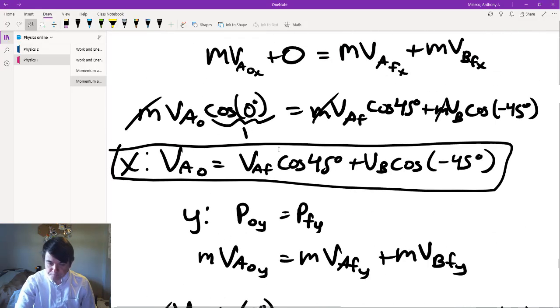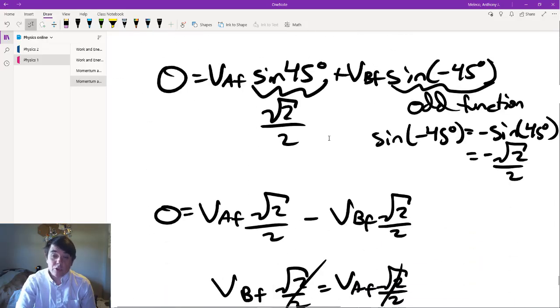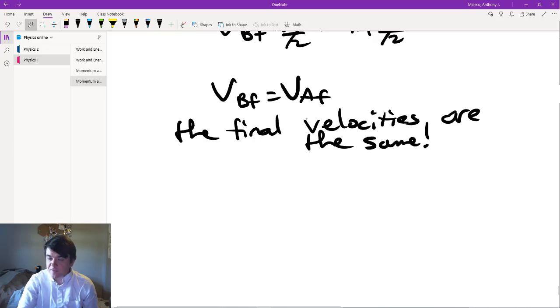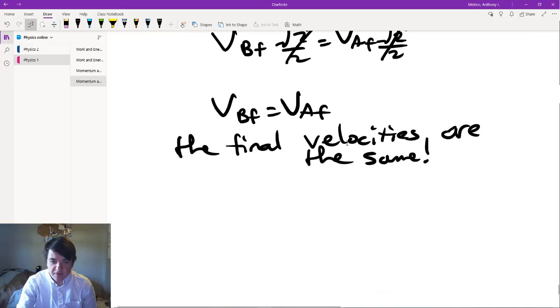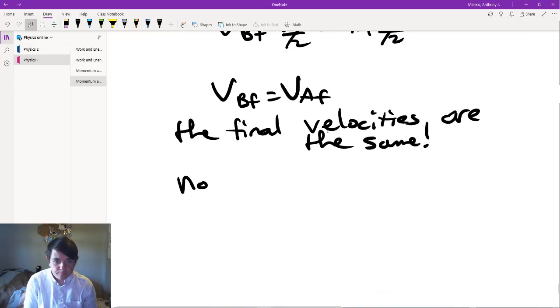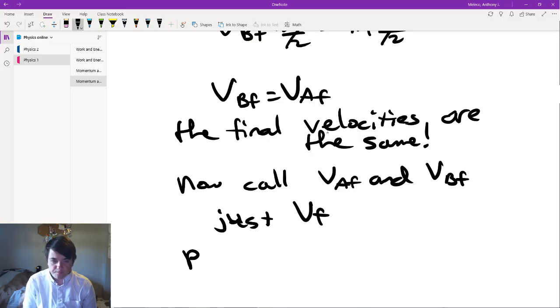Which makes sense. If you're shooting a billiard ball at another one and they move off at the same angles, the only way for that to happen is if they're moving at the same rate, if they have the same mass, of course, and they do. So same mass, moving at the same angles, they must be moving at the same rate afterwards. So now call VAF and VBF just VF, because now they're the same.